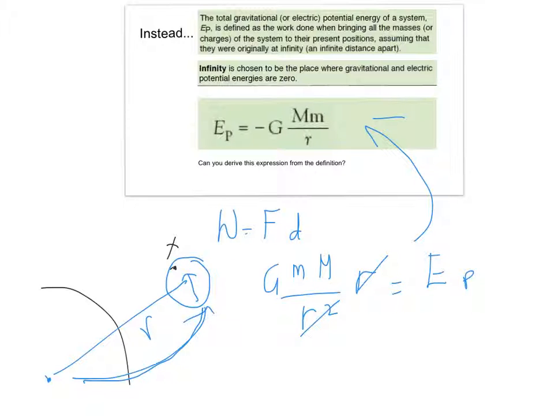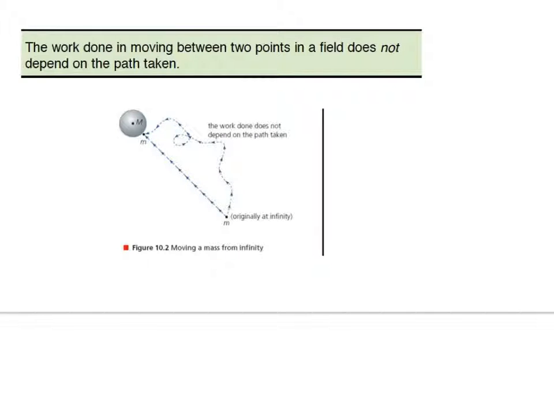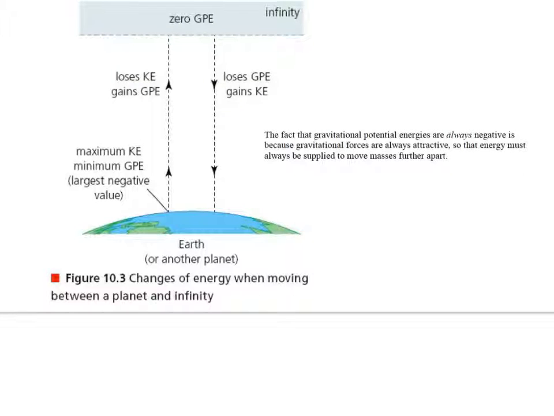In addition, we need to add a minus sign. So let me explain why there's a minus sign. Now, as already stated, infinity is a position chosen because that is the place where the potential energy is equal to 0. So now think of an object which is on the surface of the Earth.